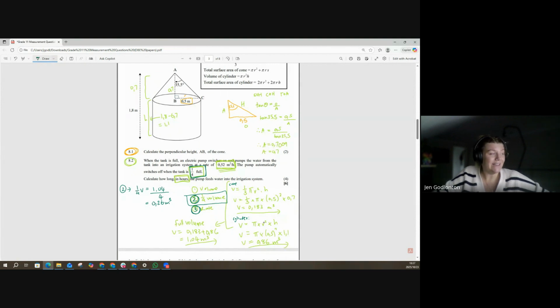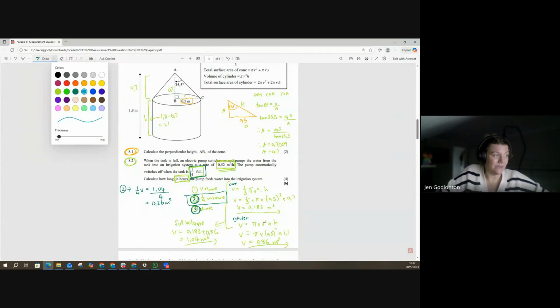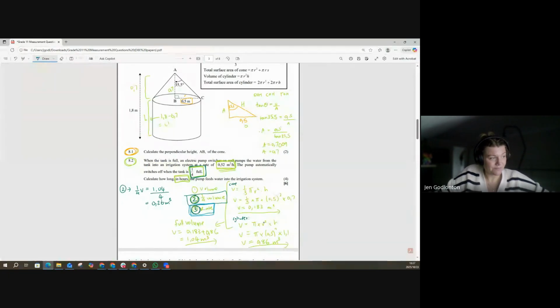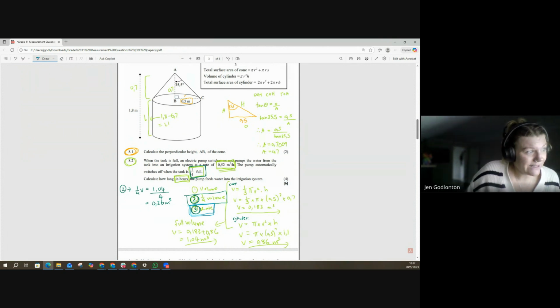Last thing is we have to take our rate into account. So that's step 3. So step 3, it says when the tank is full, an electric pump switches on and pumps the water from the tank into an irrigation system at a rate of 0.52 meters cubed per hour. It says the pump will automatically switch off when the tank is a quarter full.